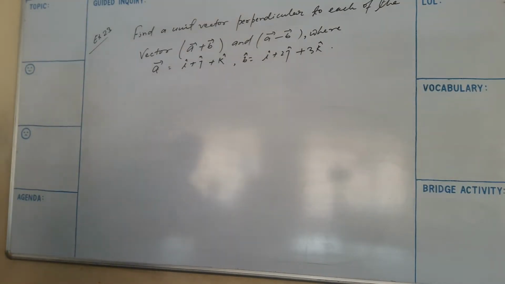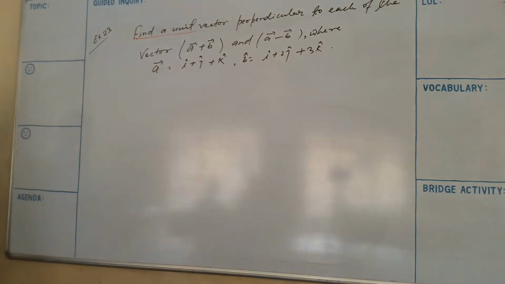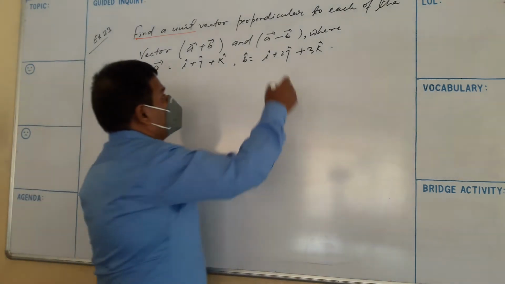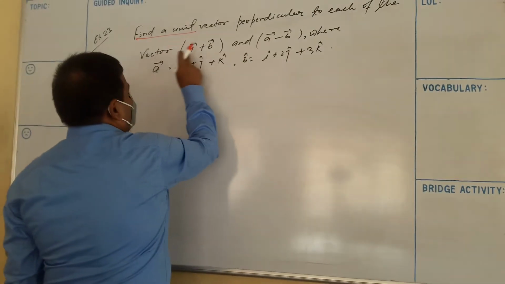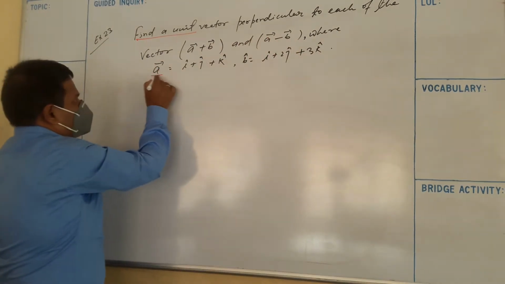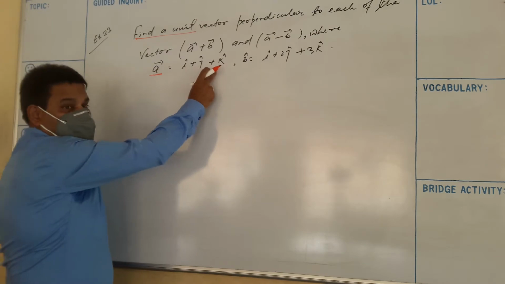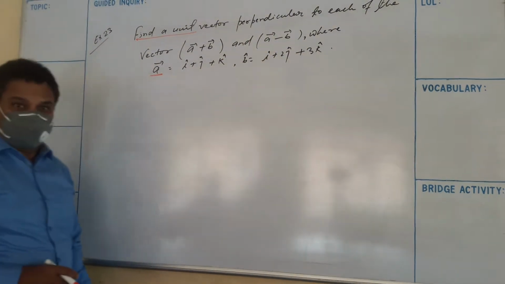Find a unit vector perpendicular to each of the vectors a plus b and a minus b, where vector a is i plus j plus k and vector b is equal to i plus 2j plus 3k.